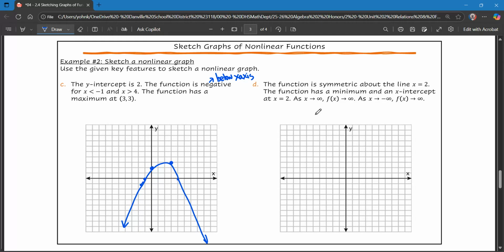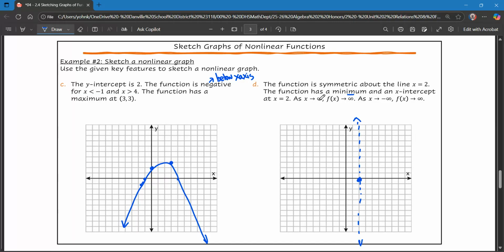All right, letter D, the function is symmetric about the line x equals 2. So that means find 2 on the x-axis. Okay, symmetric. So I got to show right and left side. The function has a minimum and an x-intercept at x equals 2. So at x equals 2 is an x-intercept, and it's also a minimum. So that means it's either going to curve up or V up. So this point is two things, an intercept and a minimum.